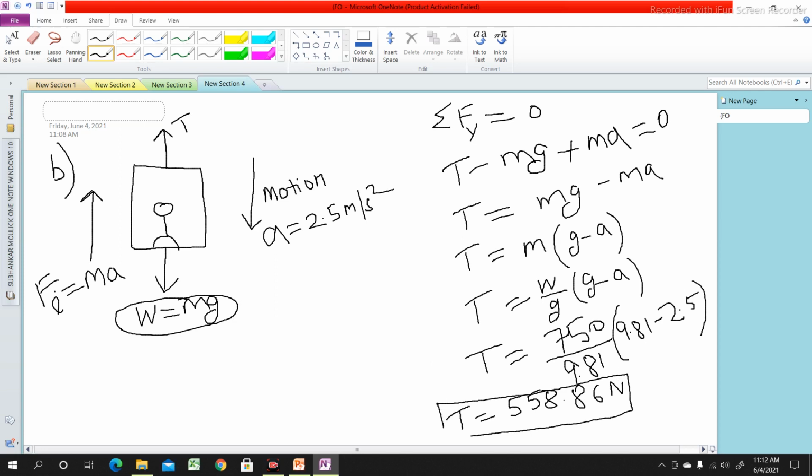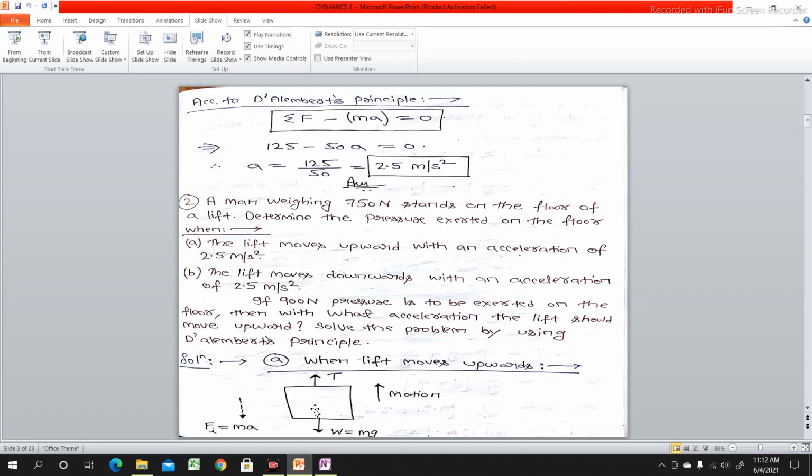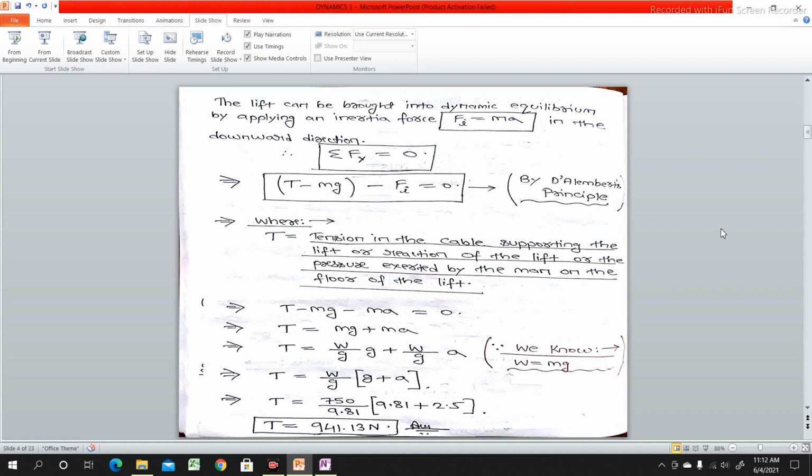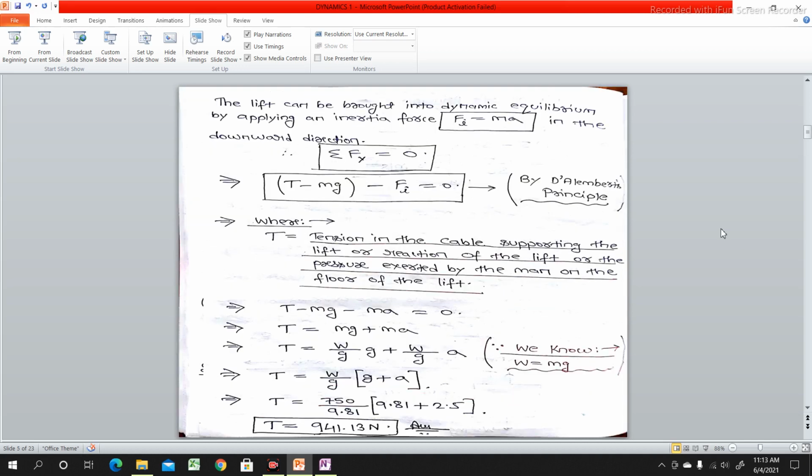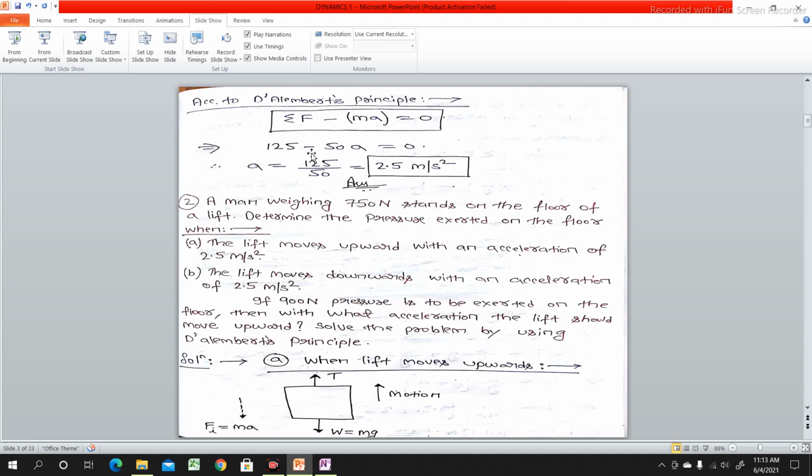558.86 Newton. This is the answer of the second part of the problem. Now let us solve the third part of the problem. You can see in the slide that the second part is solved. This is the solution of the second part of the problem. So now let us solve the third part of the problem.